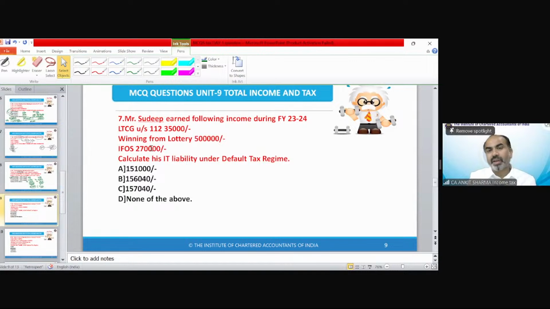Mr. Sudeep earned the following income during financial year 23-24. Long-term capital gain under section 112, that is going to be taxable at the rate of 20%. Winning from lottery, we know the taxability rate is 30%. Others, so it's going to be taxable as per slab rate. And we have to calculate tax as per default tax regime. So again, it's a simple question. I prefer that you should try it yourself. Let's see what is the answer.